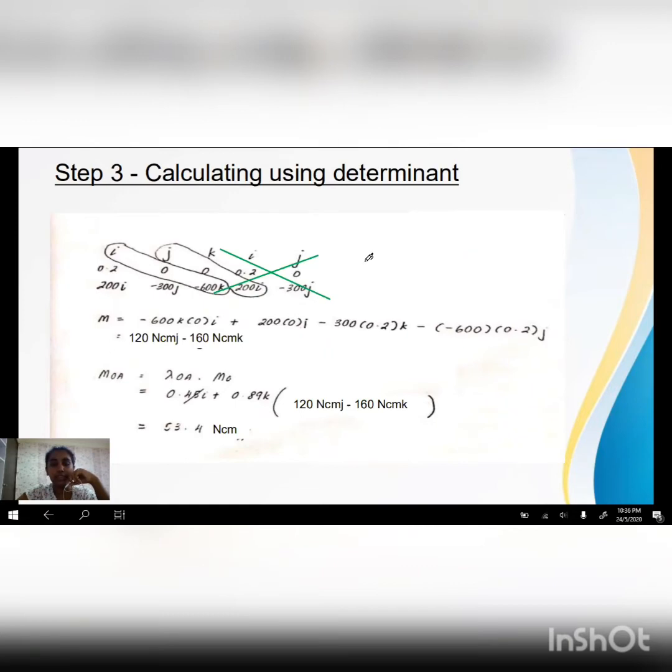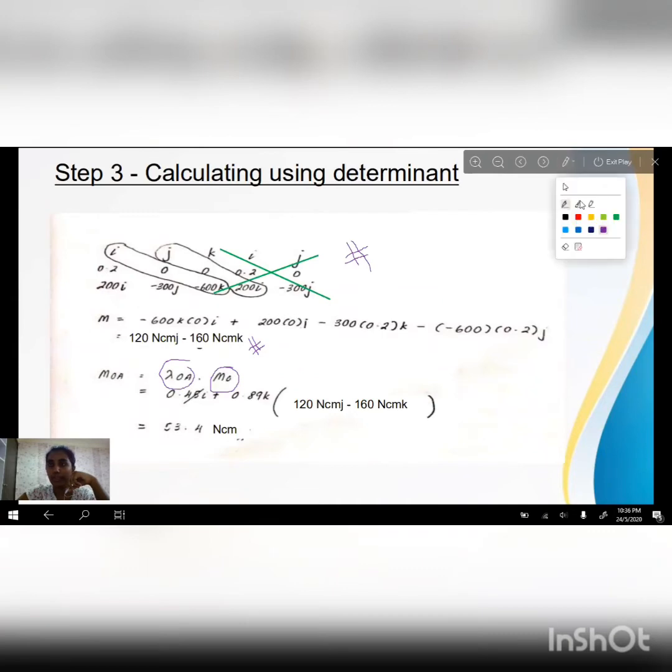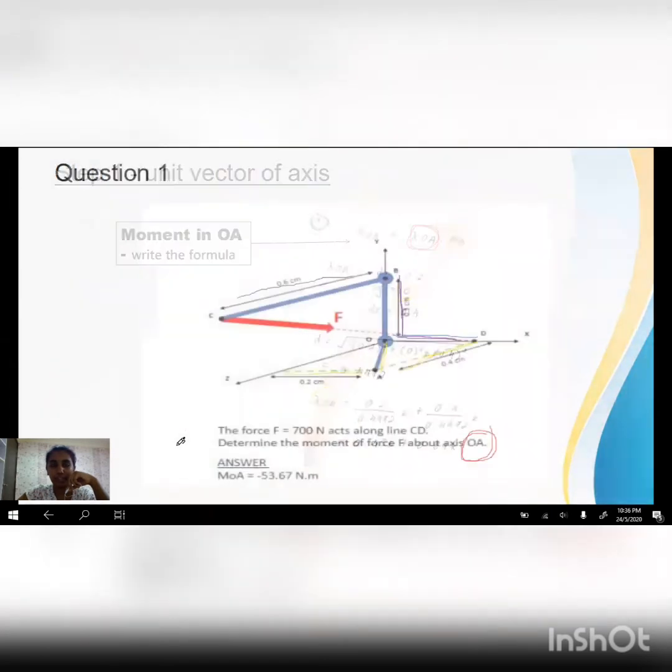So this is the determinant. I've done it in an easier way so you all can differentiate. This is the answer for MO. Later, you plug in the values for lambda OA and MO, and you have to use the dot product. The final answer is 53.4. Sorry, there will be a negative at the front. Yep, negative 53.4. So let's check.